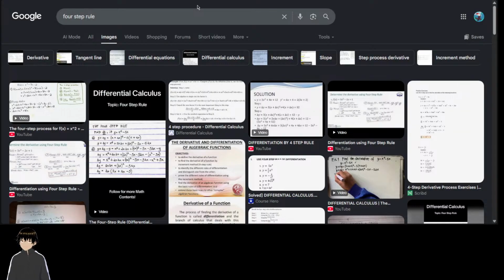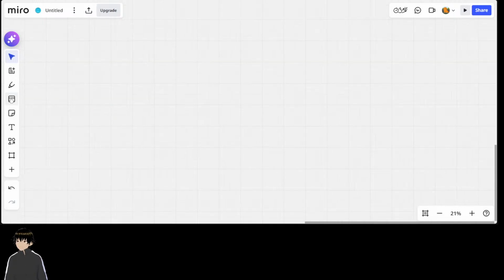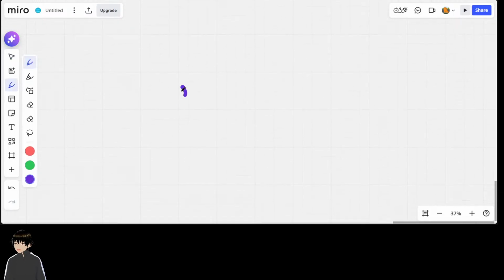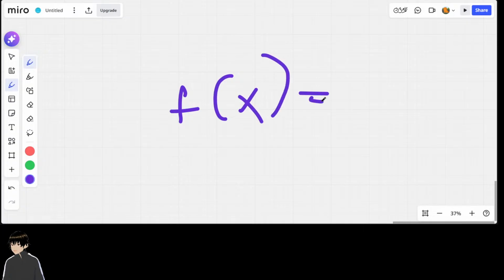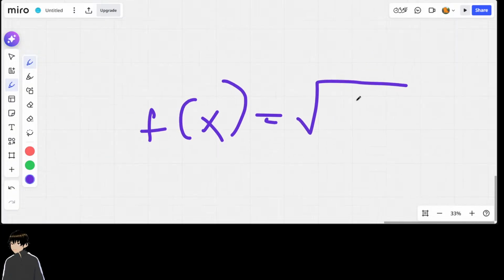You just do the four-step rule here, because that's what I actually came here to do. Let me try doing the four-step rule now, because I can't really solve these equations.